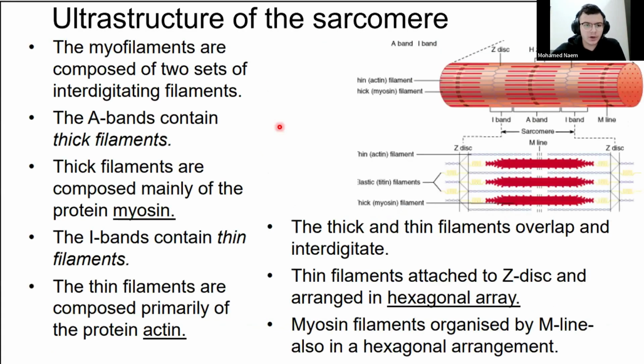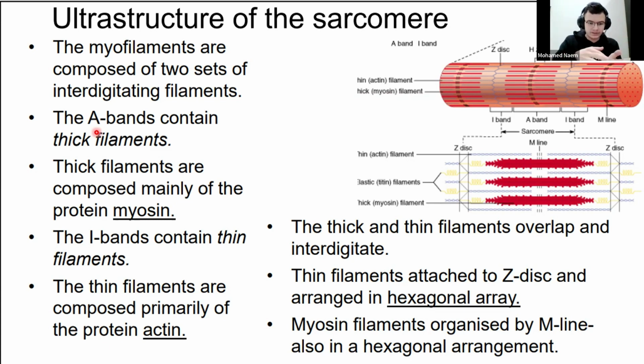So let's start talking about the ultrastructure of the sarcomere. As you know, guys, this is a sarcomere here. Each myofilament that makes a sarcomere is made of two main interdigitating filaments. We have the A band, the thick filament, or the myosin. You need to know all three names. All three names might come up in the question.